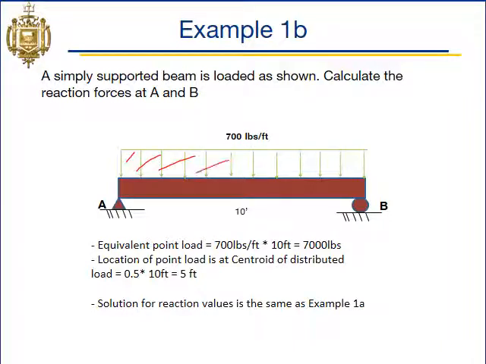This is just a rectangle, so our area under the curve will be 700 pounds per foot times this 10 feet, and that equals 7,000 pounds. That acts at the centroid of our distributed load shape, so that'll be right in the middle. So we would now do our static analysis with this point load of 7,000 pounds, which we just did in example 1a, so we should end up with the same reaction forces.